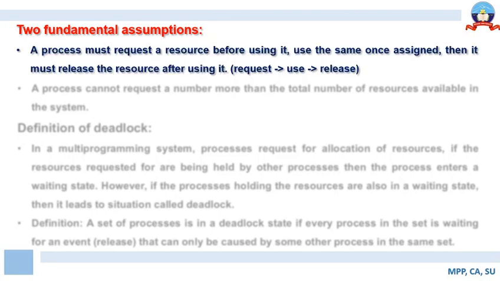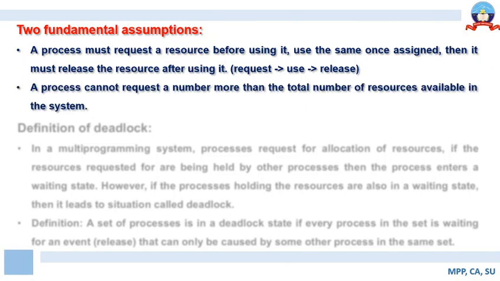The first assumption is that a process must request a resource before using it. Once the requested resource is assigned, the process should use it to perform the desired behavior. Once it concludes the use of the resource, it must release the resource in order to enable other processes to use it. So a process must request a resource before using it, use it once assigned, then release it after using it. This is the first fundamental assumption of resource allocation.